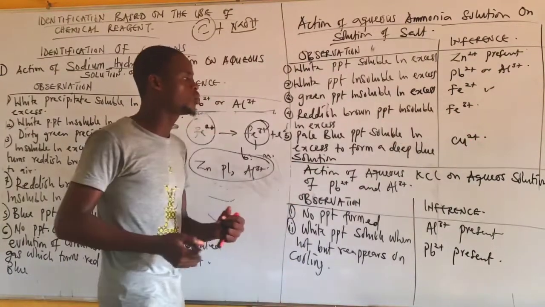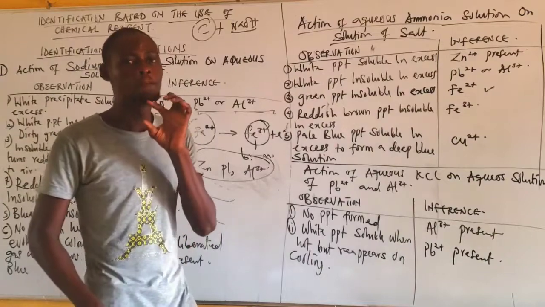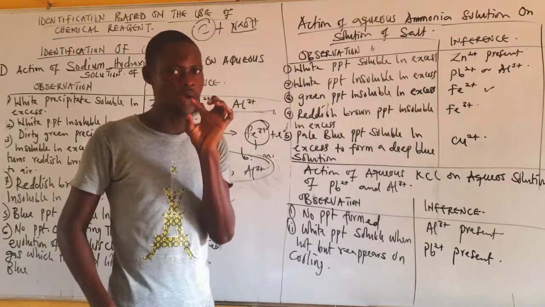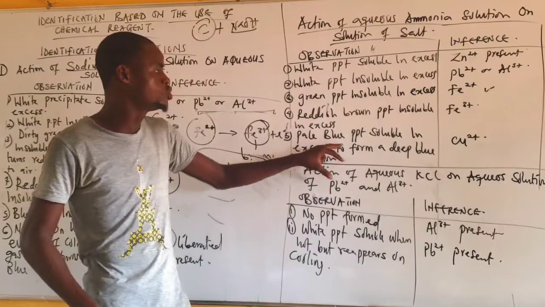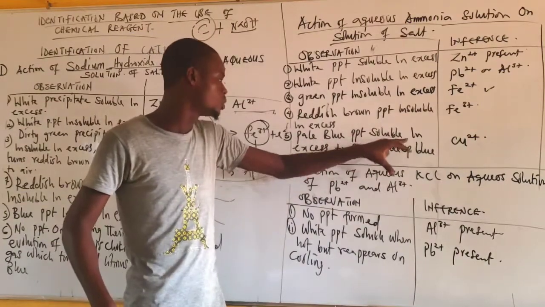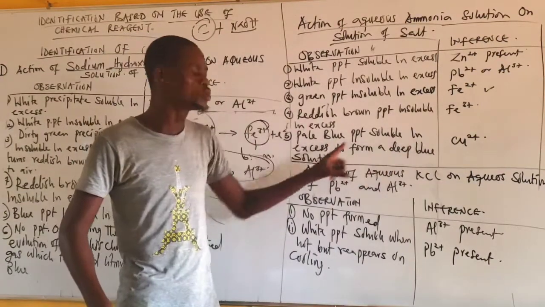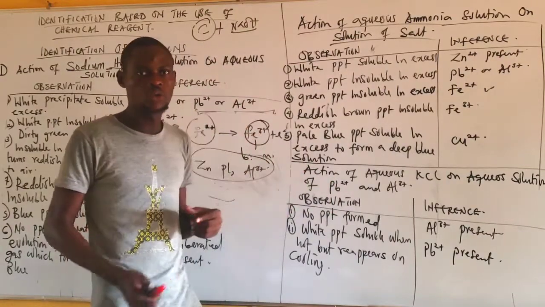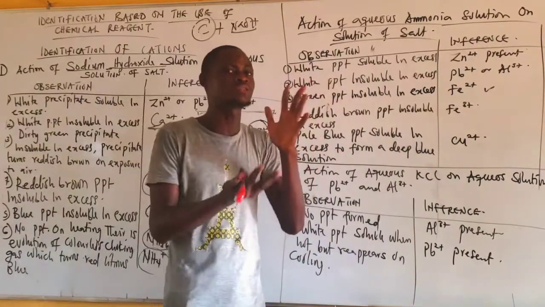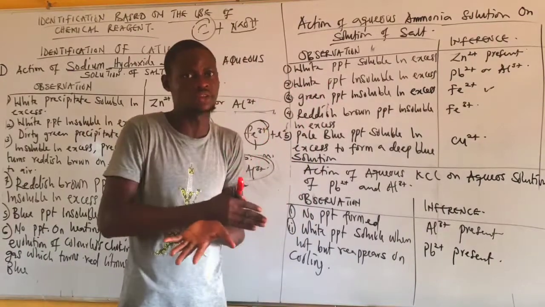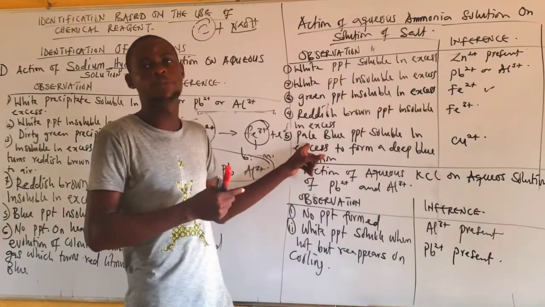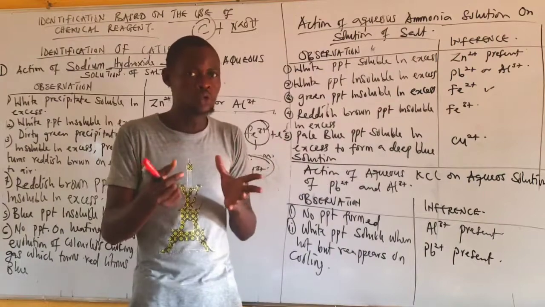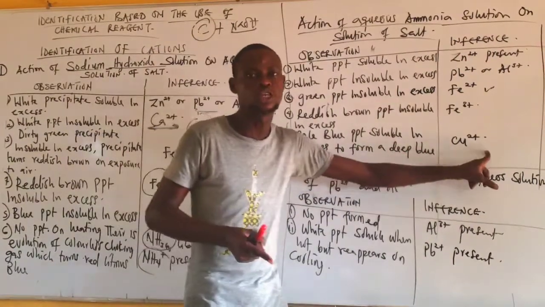Now, the last one is, whenever you have a pale blue, don't forget I said blue is used to indicate copper. So when you have a pale blue precipitate, which is soluble in excess sodium hydroxide to form a deep blue solution, because this one is going to change its own color. When you add more sodium hydroxide to that solution in excess, it will change from this pale blue into a deep blue. That is showing the presence of copper 2 ion.